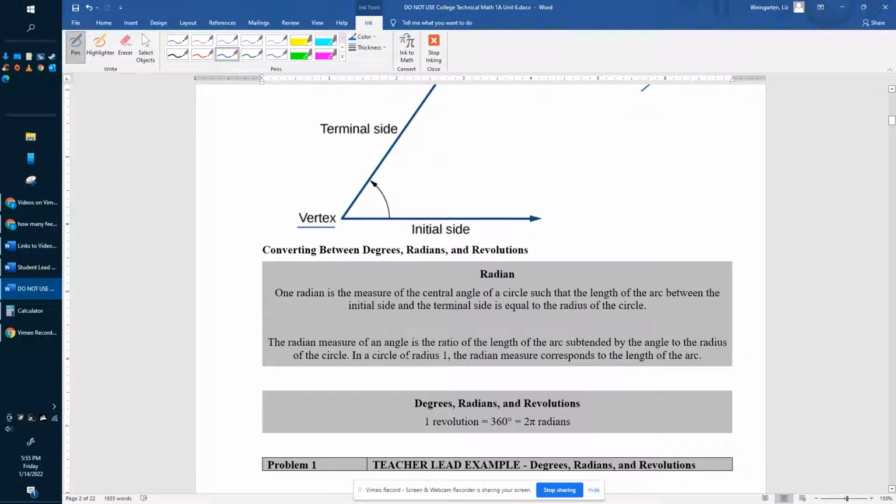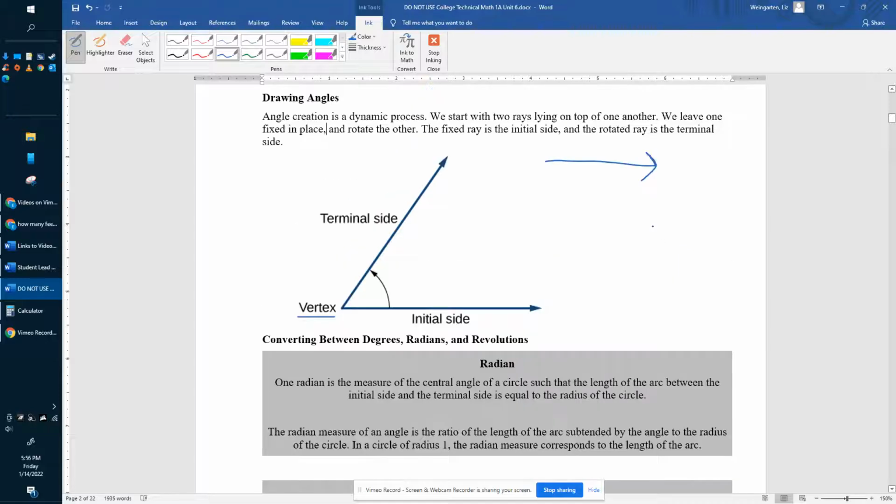A radian is a measure of the central angle of a circle, such that the length of the arc between the initial side and the terminal side is equal to the radius of the circle. The radian measure of an angle is the ratio of the length of the arc subtended by the angle to the radius of the circle. In a circle of radius 1, the radian measure corresponds to the length of the arc. So what does that mean?